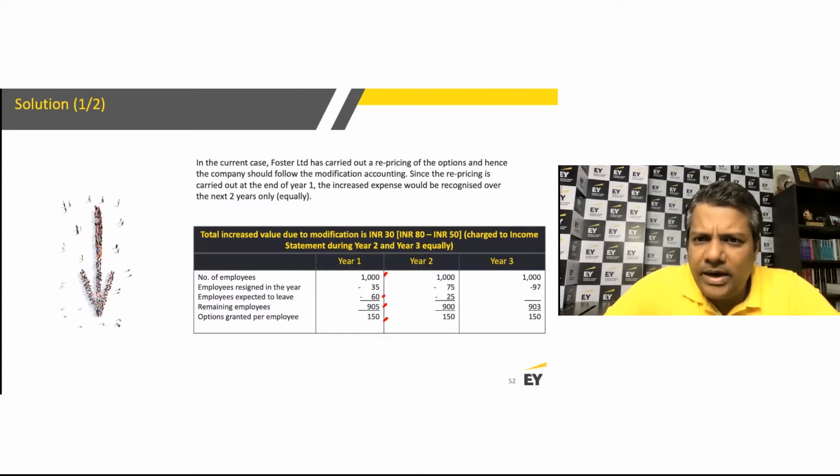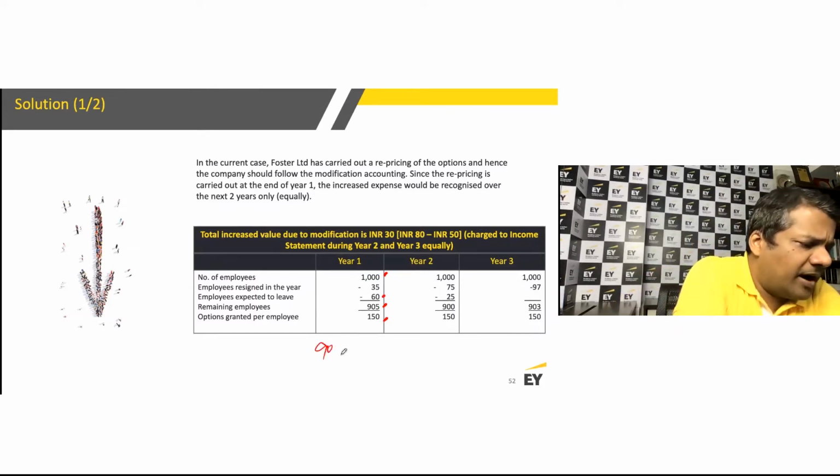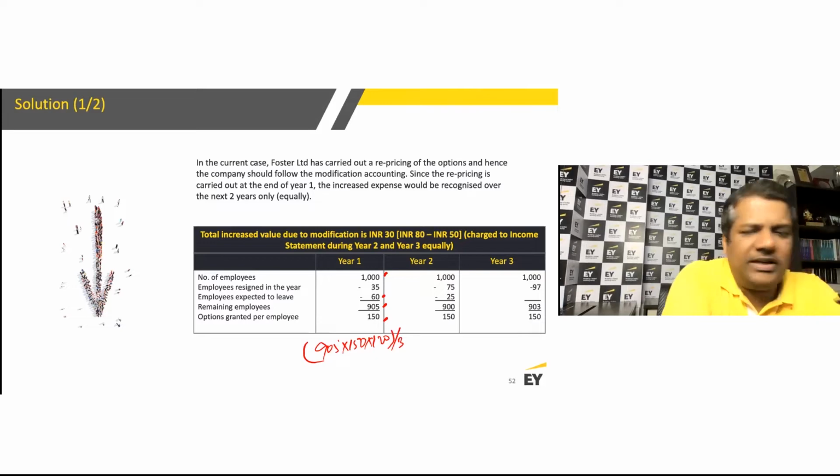Now we are going to look at how I record the cost. How much is the cost in each of the years? In year 1, it is 905 multiplied by 150 and multiplied by 120, divided by 3. That's the cost in year 1.